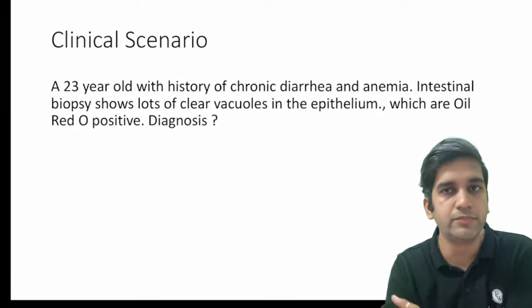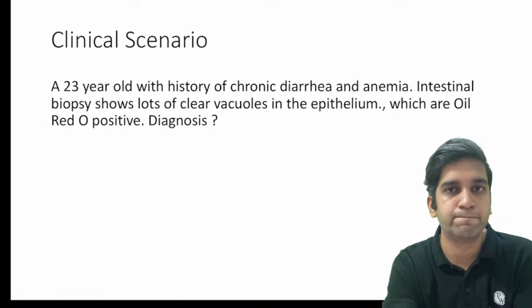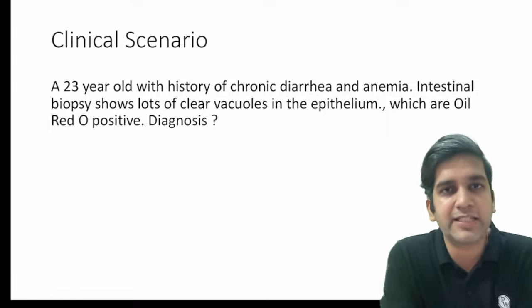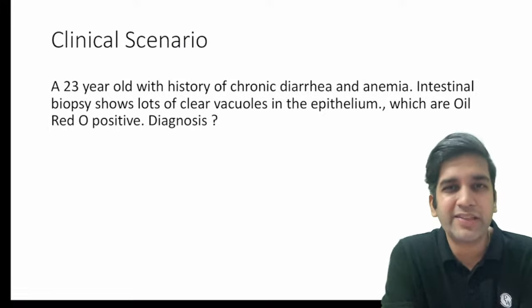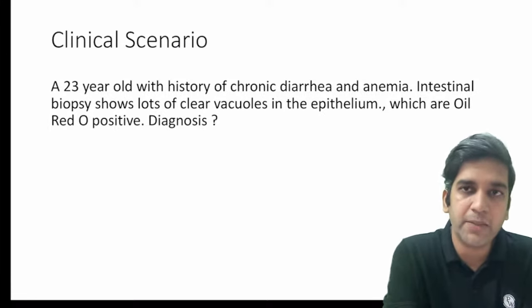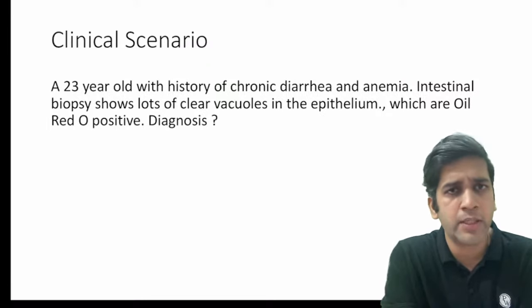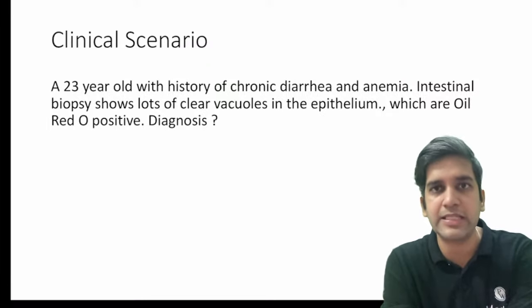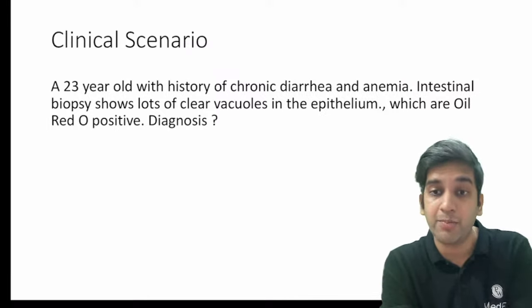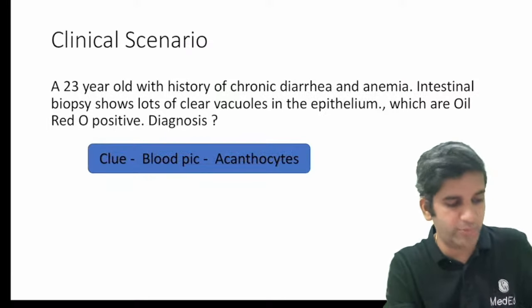Diagnosis. Let's see if anyone can pick up this answer. I'll give you one more clue here. 23-year-old, chronic diarrhea and anemia. Intestinal biopsy shows lots of clear vacuoles inside the epithelium, which are Oil Red O positive, which means this is nothing but fat, right? Perfect, Sunny. The clue was supposed to be this.